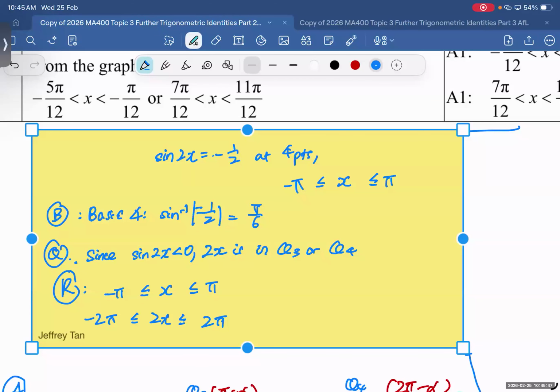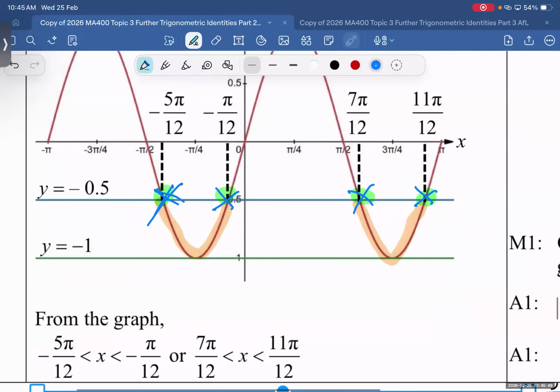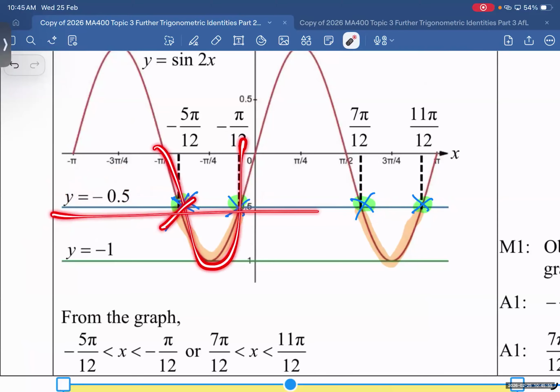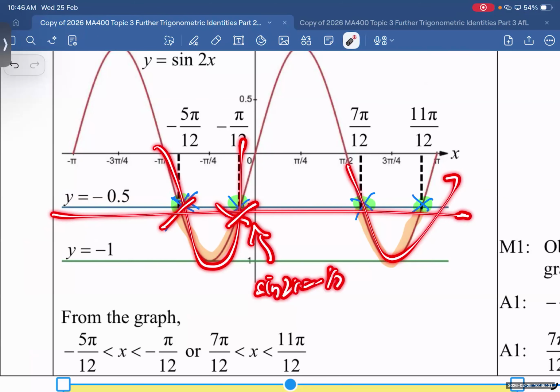Because if you look at sine 2x, these 4 points are where y is negative half. Can you see? Sine 2x, negative half. These 4 points are where sine 2x is equal to negative half.